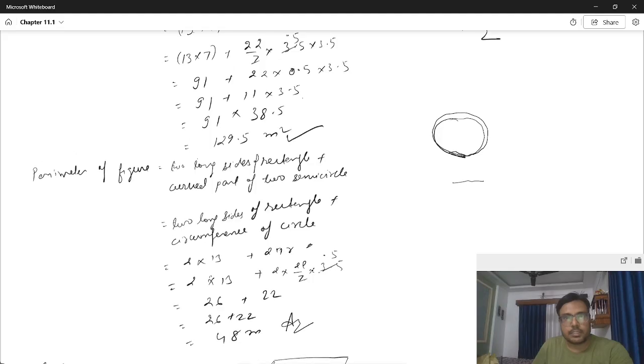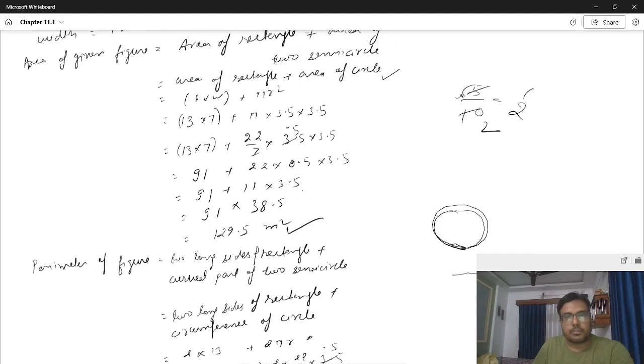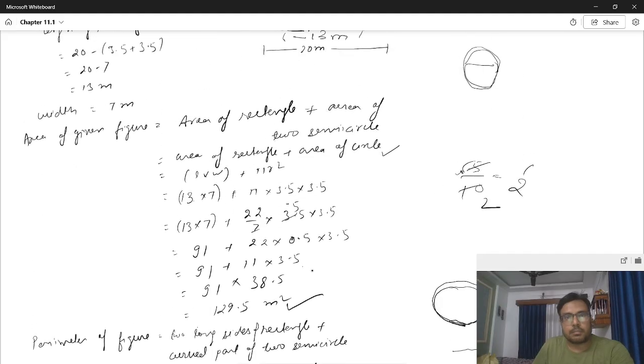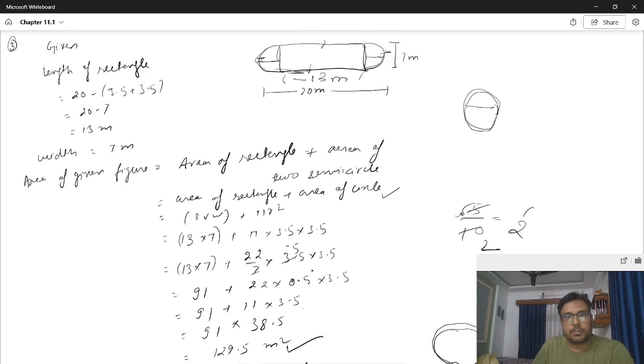You need to think slightly about how to calculate the perimeter, because sometimes you will calculate the perimeter of the rectangle and the perimeter of this part and this part. Then this will be counted twice, so you don't have to count this. The perimeter will be only this part.